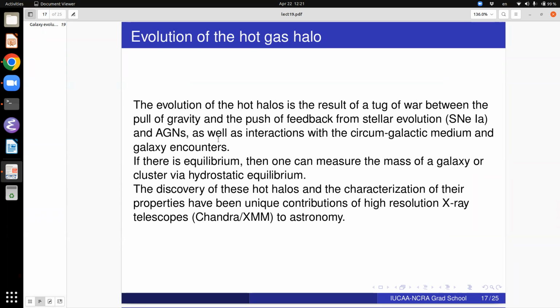Okay, so what is causing the presence of this hot gas halo? It has to be long-lived, because we know nothing special has happened in the life of the Milky Way in recent times that it suddenly developed a thing. So there is a tug of war between the pull of gravity and the push of feedback coming from stellar evolution, as well as AGNs, as well as interactions with the circumgalactic media, galaxy encounters, etc. If there is equilibrium, then one can measure the mass of a galaxy or a cluster via hydrostatic equilibrium. The discovery of these hot halos and the characterization of their properties have been very unique contributions of high resolution X-ray telescopes like Chandra to astronomy.